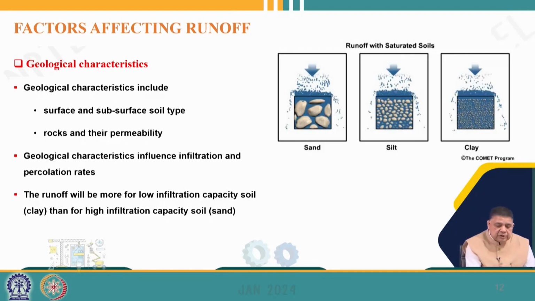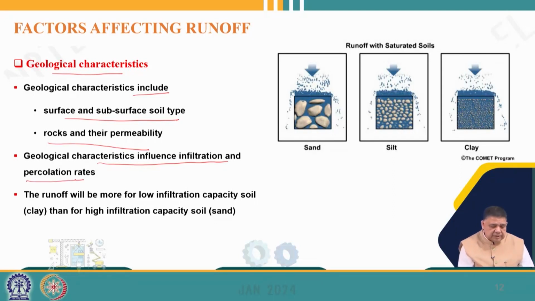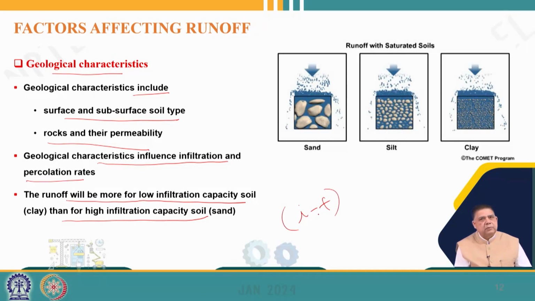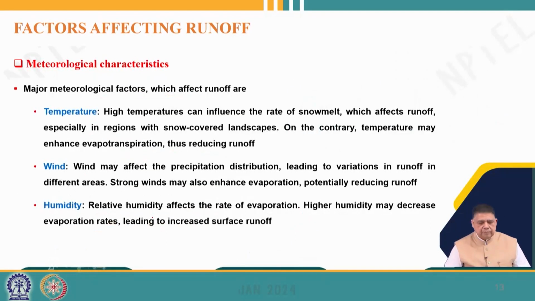Then geological characteristics. These include surface and subsurface soil type and rocks and their permeability, and of course, geological characteristics influence infiltration and percolation rates. Runoff will be more for low infiltration capacity soil than for high infiltration capacity soil. We have already seen that I minus F gets converted into overland flow. So, obviously, if F is low for the same intensity, the overland flow rate will be much higher as compared to a soil where the F value is high. So, it goes without saying.